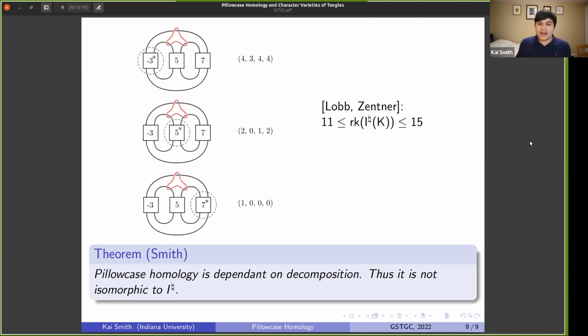However, that doesn't mean that pillowcase homology is not useful. First of all, you can use it to compute the instanton chain complex and gradings, which is something that's still difficult to do from the definition alone. So doing that, you can get bounds on the rank of singular instanton homology.